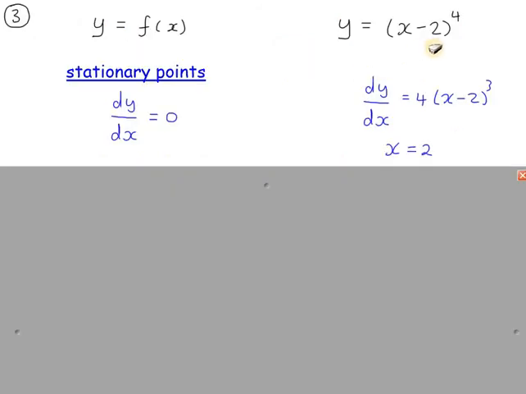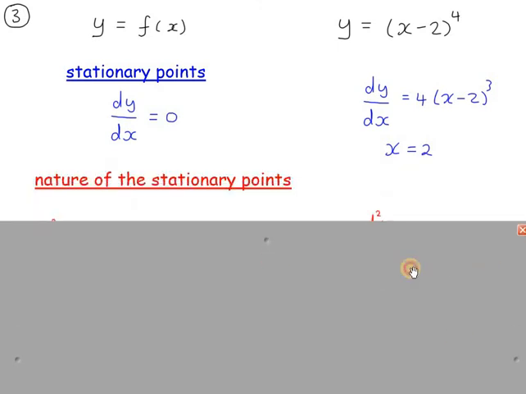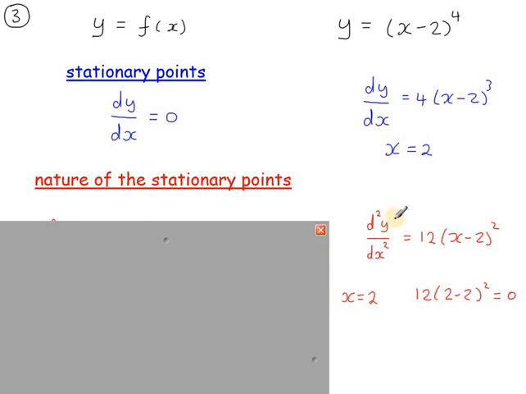Example 3, y equals (x minus 2) to the power of 4. So dy/dx, we make this equal to 0, and then when we solve we get x equals 2. Nature of the points: d2y/dx squared. Substitute in the x coordinate for the stationary point, and there's a single stationary point, x equals 2, we get 0.